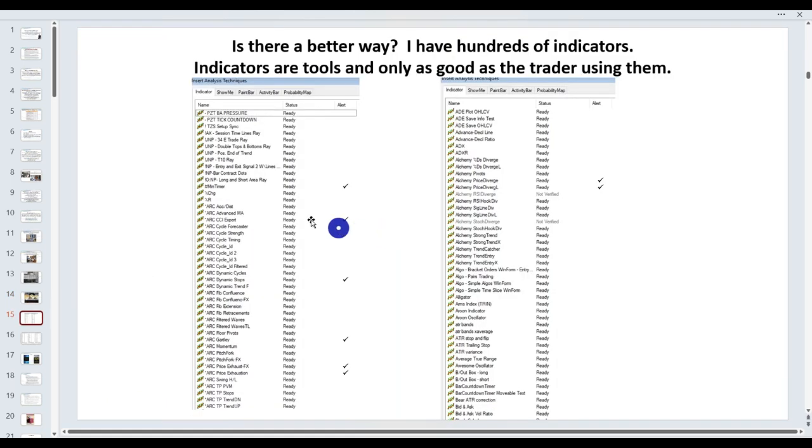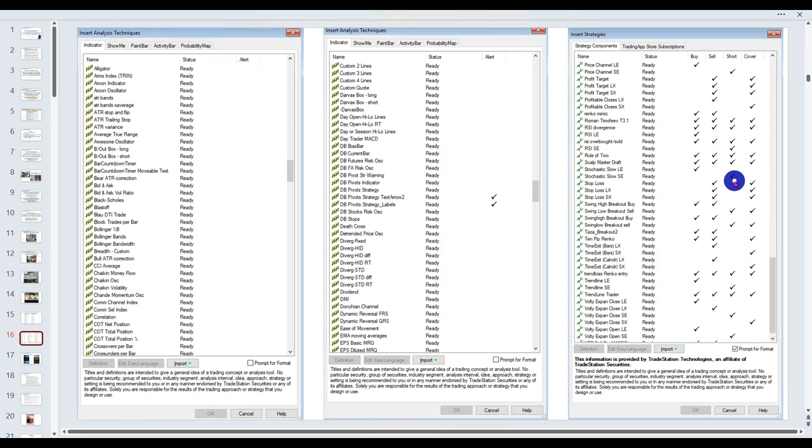Now, when it comes to trading strategies and indicators, this is a list of them just on TradeStation. This is just the A's and B's. I have hundreds of them. I've gone out there and spent a fortune on trading systems, strategies, etc.